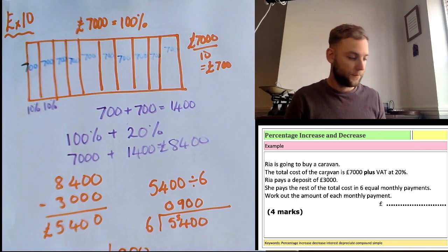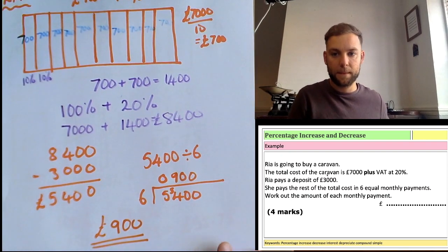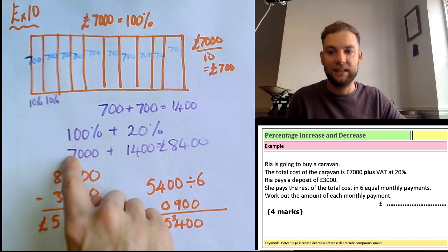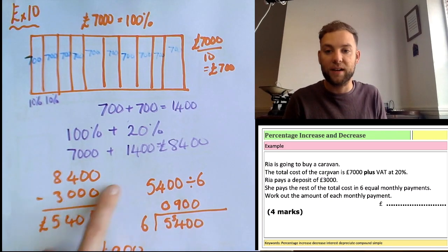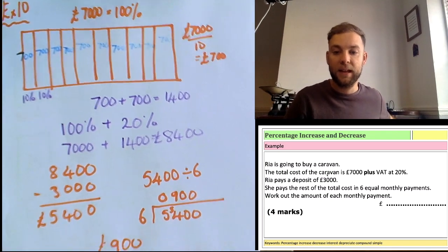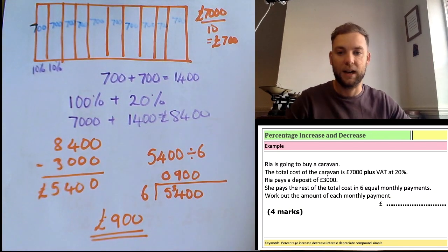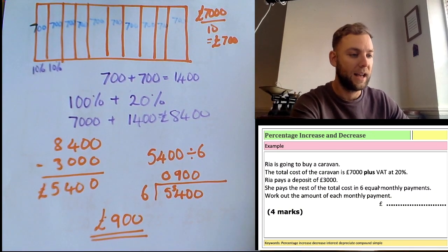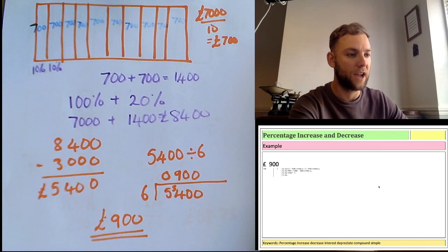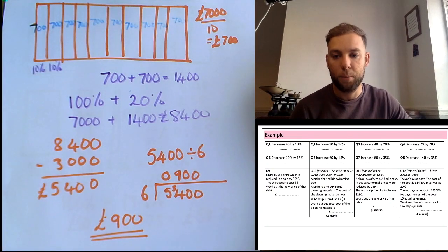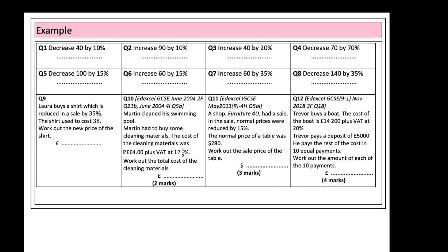Super. Just make sure you can see that. Brilliant. So I've added my percentage on up here. Nice and easy. She's paid a deposit of £3,000. I've taken that away. And then I work out the 6 monthly payments by dividing that by 6, which gives me 900. So let's just check that. £900. Brilliant. Super. So I've got some examples here for you to have a go at. So pause now and have a go at those.